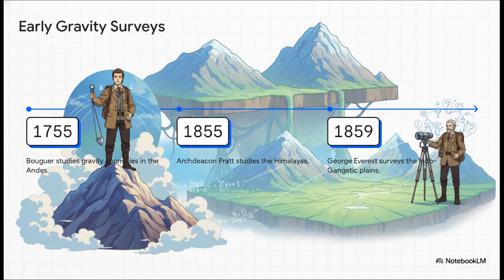If you track the timeline, starting in 1755 with Pierre Bouguer in the Andes, then fast forward to 1855 with Archdeacon Pratt in the Himalayas, and George Everest surveying the Indo-Gangetic Plains in 1859, they all realized something completely baffling. These massive mountains weren't pulling on their instruments as strongly as the math predicted. It was almost as if the mountains were hollow or just missing incredible amounts of mass.